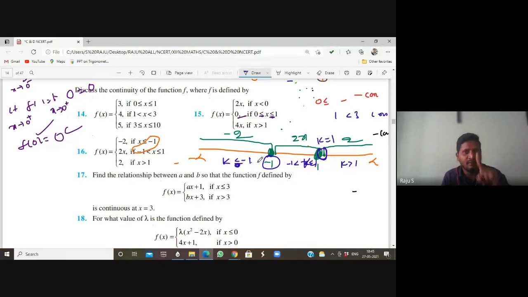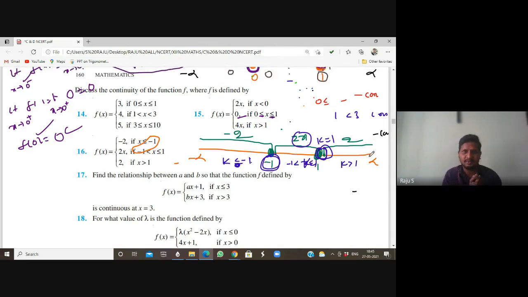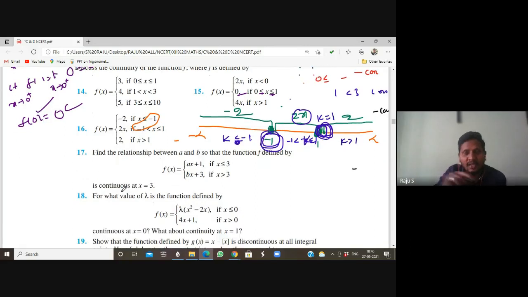Lesser than -1, first case, use the first formula. At exactly -1, use the second formula. -1 to +1, only one function, first formula. At exactly 1, second formula. Then greater than 1, first formula. Five cases you have to write when they give it for 5 marks. When they give it for 2 marks or 3 marks, just at exactly -1 and exactly +1 alone you can write. No need to write the lesser than condition, greater than condition. Okay. Having any doubts, students?